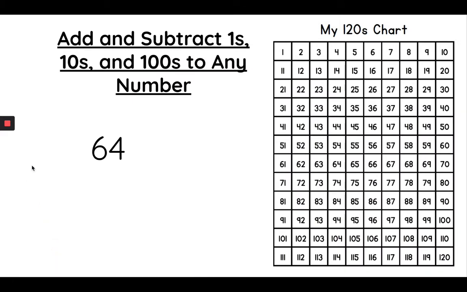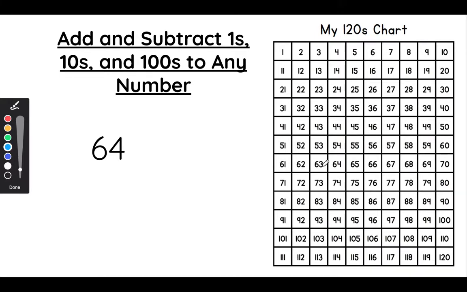Now we're going to review how to add and subtract 1s, 10s, and 100s to any number. A great way to do this is using a 100 or 120 chart. So take, for example, the number 64. I'm going to find that number on the 100s chart. I found it right here. When I add and subtract 1, I'm moving to the right and to the left of that number. 64 plus 1 is 65. 64 minus 1 is 63. In these problems, the 1's place is what is changing.